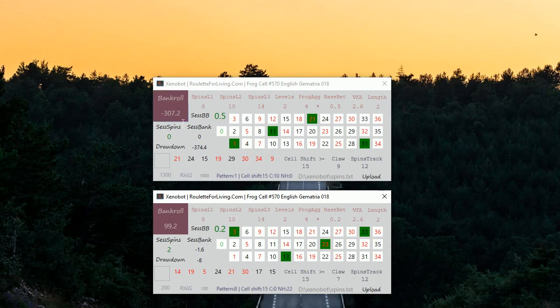We tried 1000 spins with claw 9 and we ended up 300 minus.